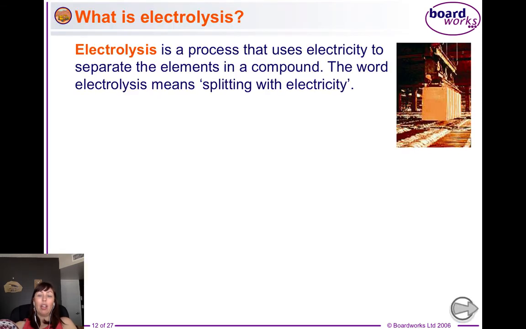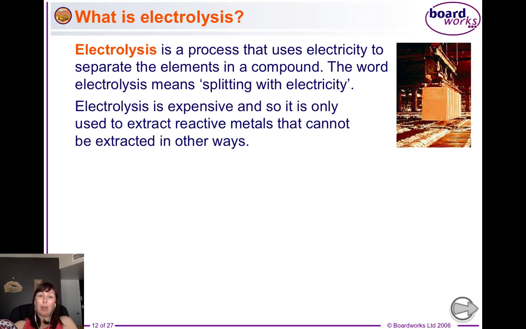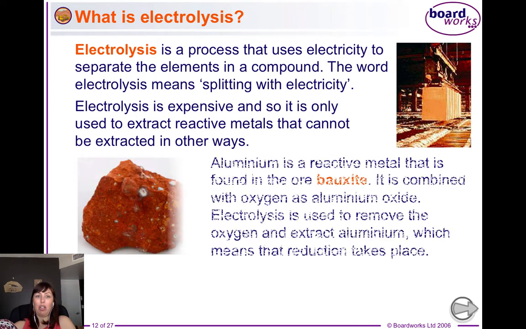Okay, so if that happens, then electrolysis needs to be used. Electrolysis is a process that uses electricity to separate elements in a compound. And the word electrolysis literally means splitting with electricity, right? Lysis means to split, and electro is electricity, so electrolysis. And it's expensive, so it is only used to extract reactive metals that cannot be extracted in other ways that are extremely valuable to us.